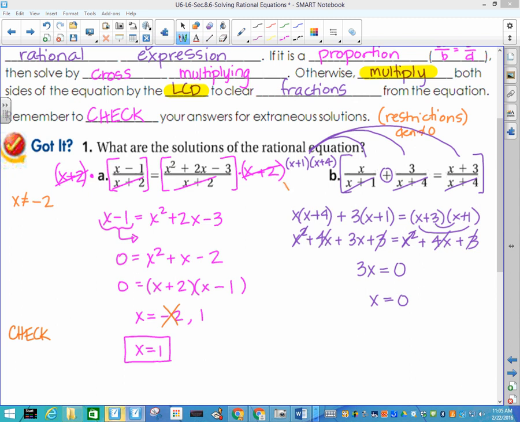Again, let's go look at our restrictions. x cannot equal, what makes that 0 is negative 1. And what makes this 0 is negative 4. And I didn't get either one of those. So my answer is x equals 0. Okay, moving along.